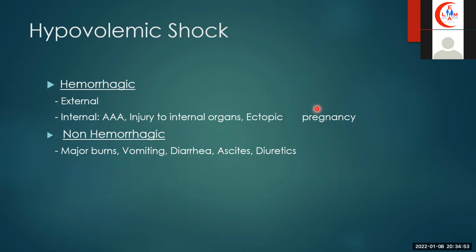Hypovolemic shock, as we said, could be because of bleeding or non-bleeding, like non-hemorrhagic shock. Hemorrhagic shock, in cases of trauma, could be external bleed or internal bleed, like rupture of aortic aneurysm, injury to the internal organs, ectopic pregnancies. Non-hemorrhagic causes include massive gastroenteritis or major burns. So all of these cause hypovolemic shock.